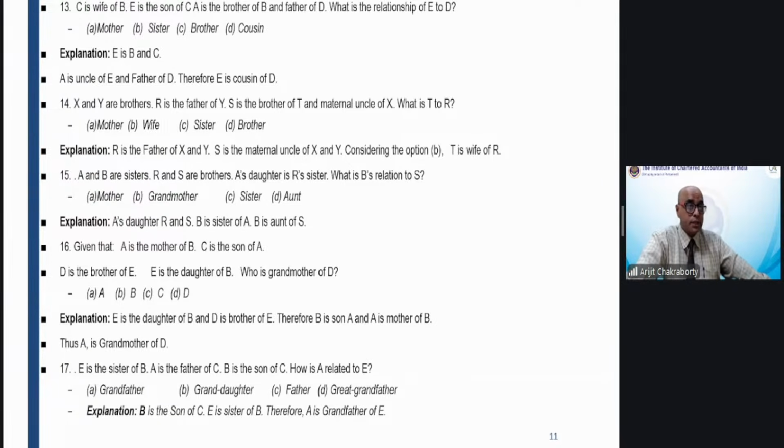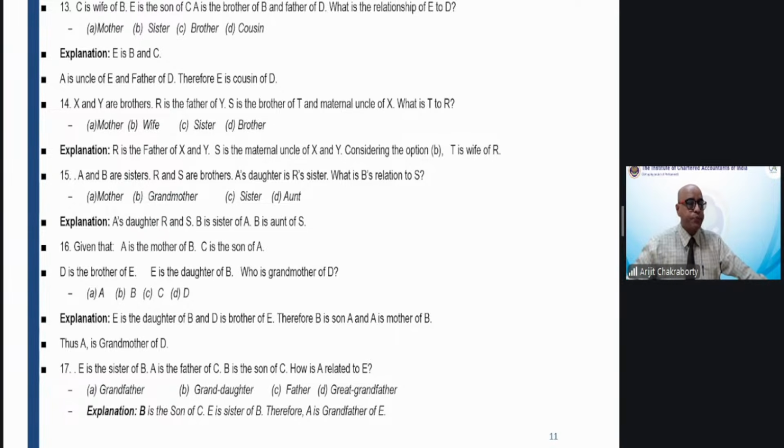And we know R and S are sisters. So therefore A's daughter R and S, B is the sister of A. So automatically B becomes the aunt of S. A similar, parallel question we did in the first few problems which we took up. A similar problem was there, which we had analyzed and solved.